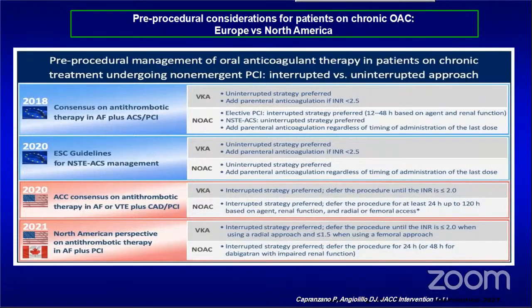In vitamin K interruption, it should be interrupted until the INR is less than 2 in the radial access and 1.5 in the femoral access. In NOAC, an interruption strategy should be done for 24 to 48 hours, even in acute coronary syndrome. This is 24 hours in case of dabigatran or impaired renal function. Next.